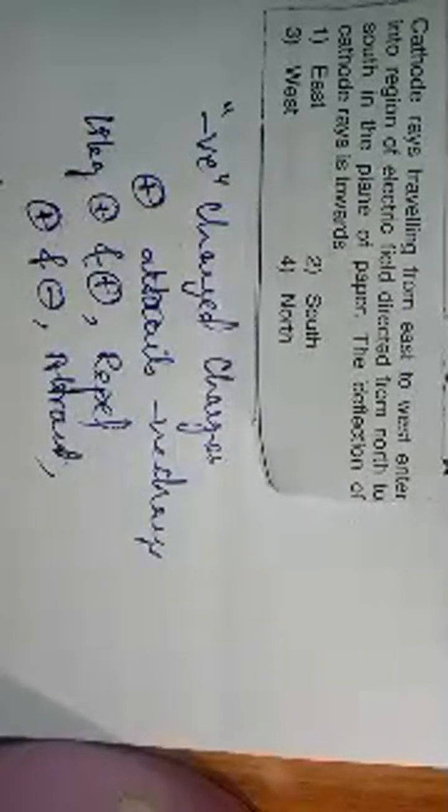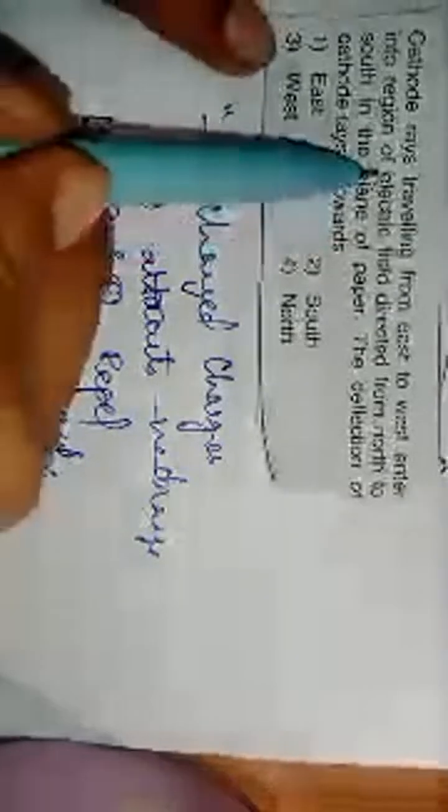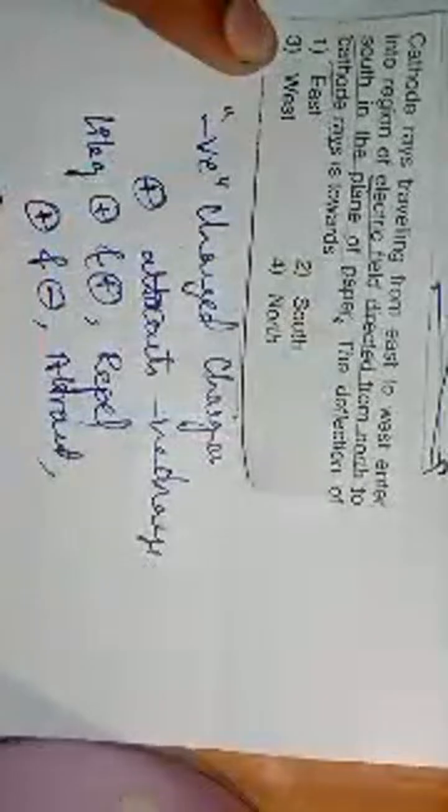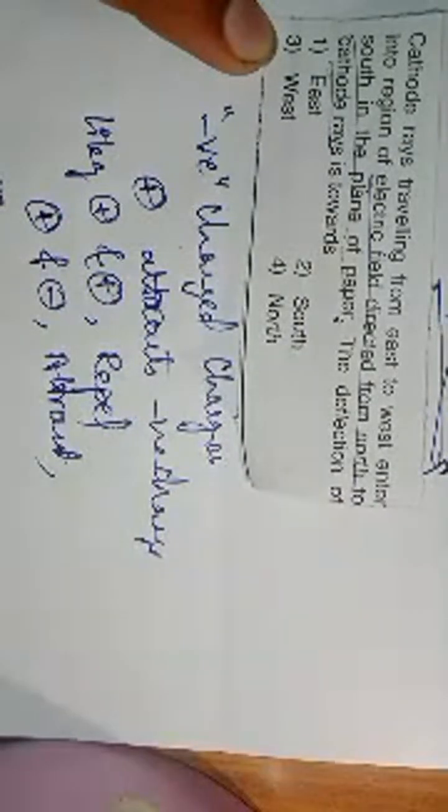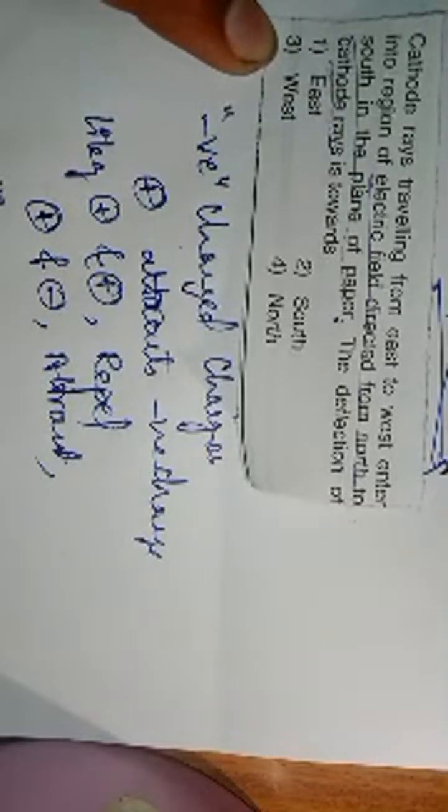See, the electric field is directed from north to south in the plane of the paper. Then what is the deflection of the cathode ray? The electric field is formed from positive charge. For example, if positive charge flows from the north towards the south, right? Like this the electric field is going. Then how will the deflection of the cathode rays be there?